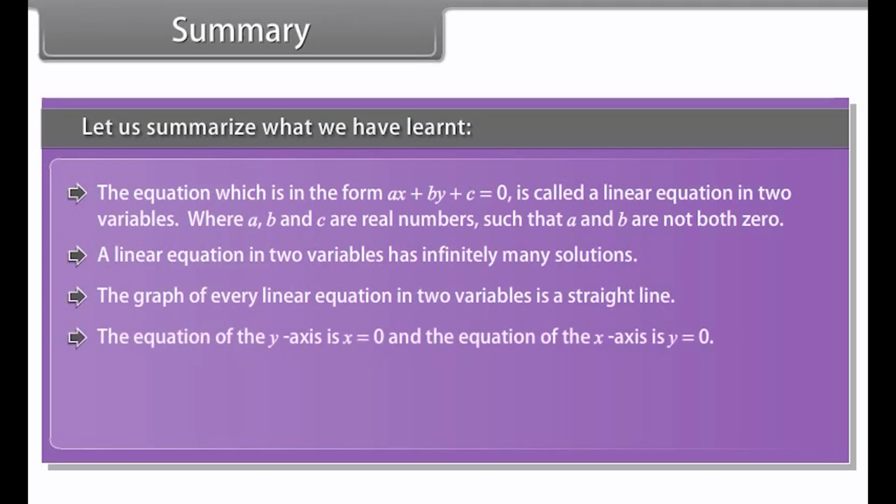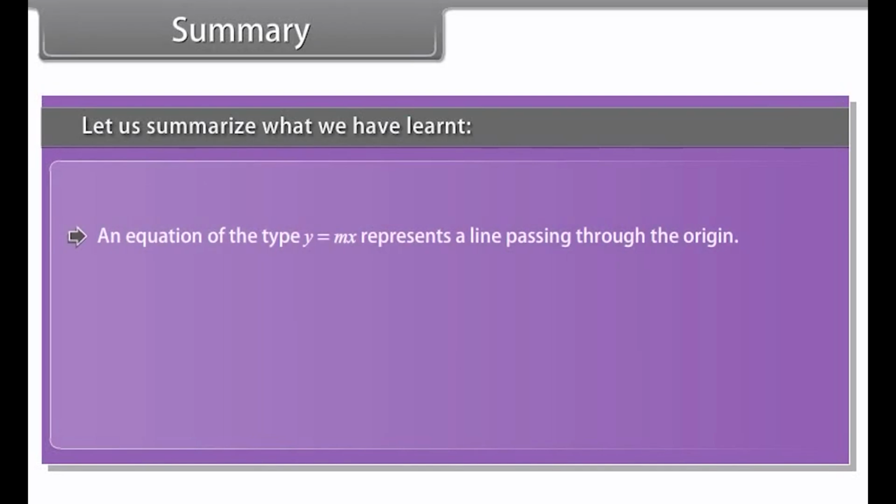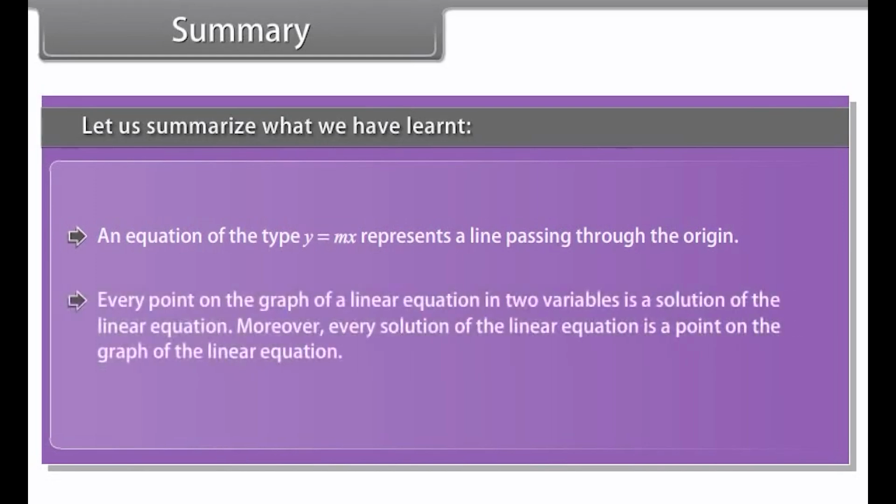The equation of the y-axis is x is equal to 0, and the equation of the x-axis is y is equal to 0. The graph of x is equal to a is a straight line which is parallel to the y-axis. The graph of y is equal to a is a straight line parallel to the x-axis. An equation of the type y is equal to mx represents a line passing through the origin. Every point on the graph of a linear equation in two variables is a solution of the linear equation. Moreover, every solution of the linear equation is a point on the graph of the linear equation.